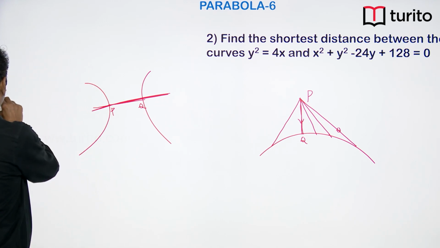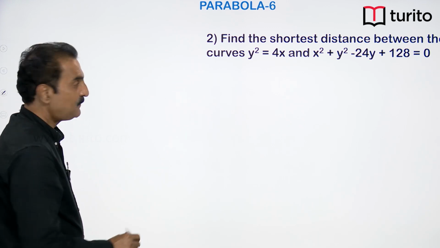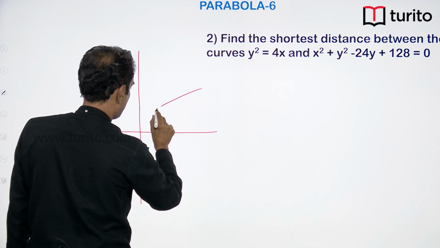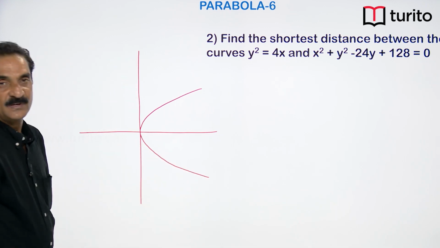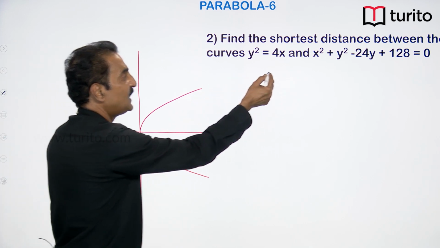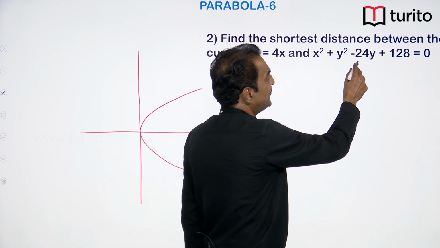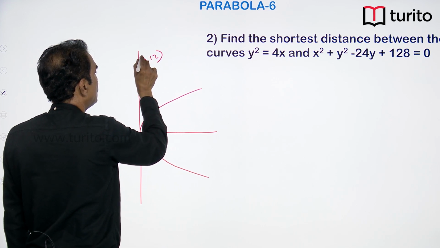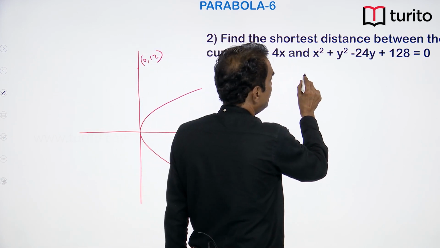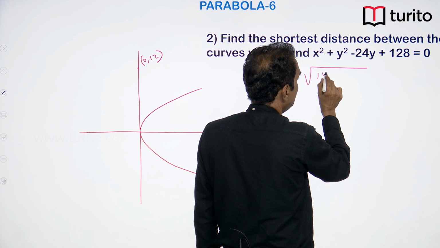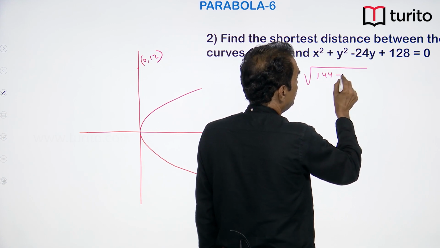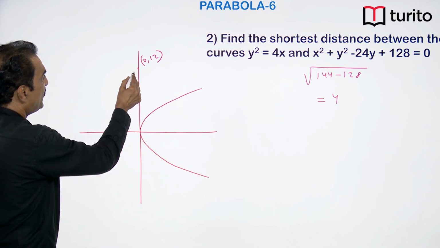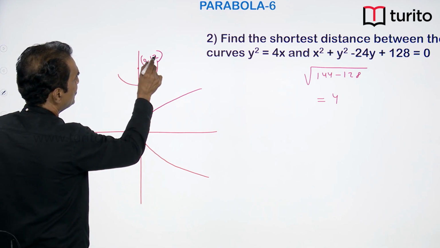Now, in this question, one curve is the parabola y square is equal to 4x. Draw that parabola. This is y square is equal to 4x. The other curve is a circle. What is its center? 0, 12. 0, 12 lies on the y axis. What is the radius of the circle? Root over g square plus f square minus c, that is 144 minus 128. How much? Radius is 4. So, with this point as center, 4 units as radius, take a circle like this.